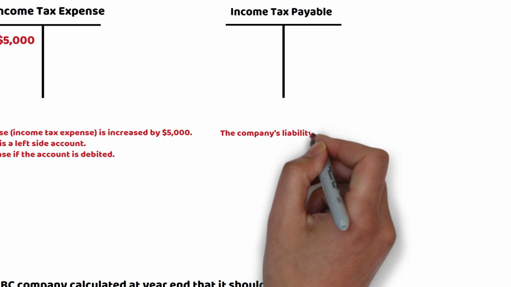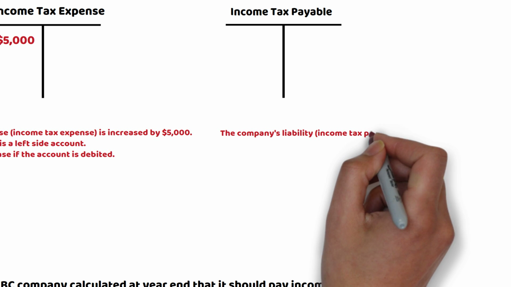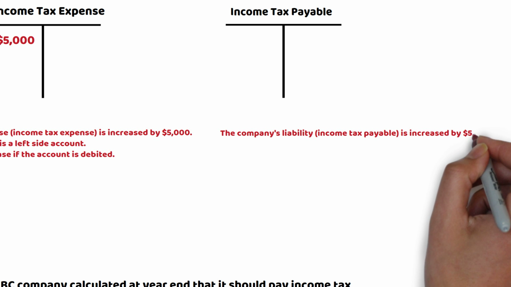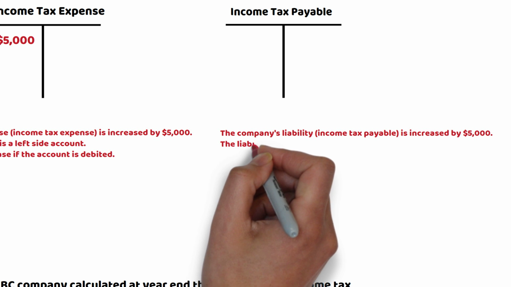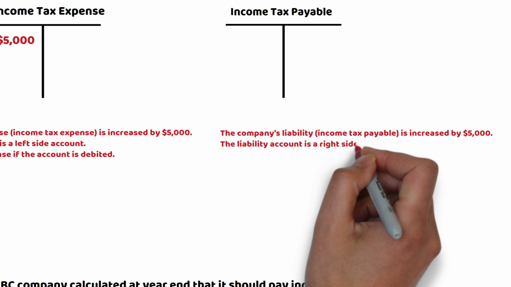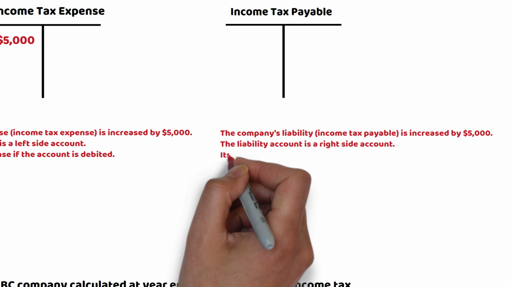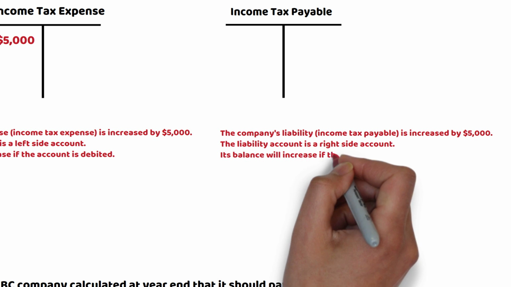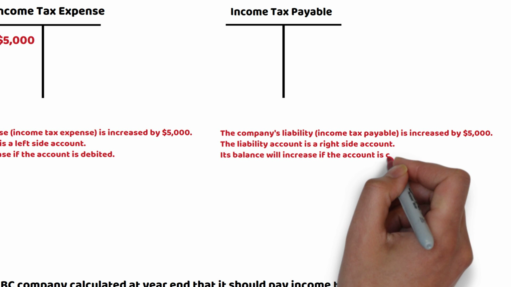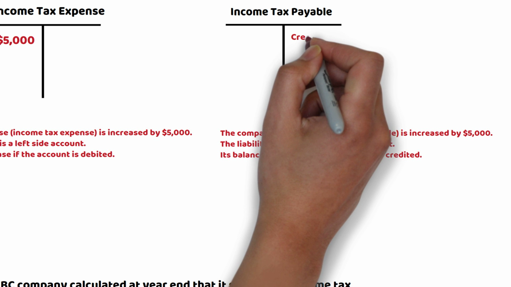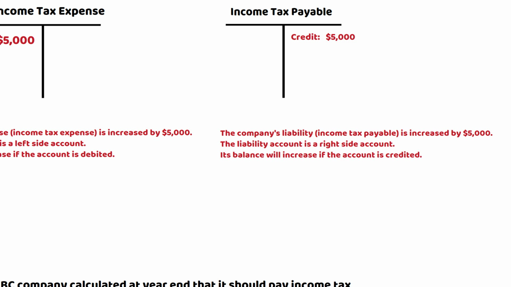So the company's liability, which is the income tax payable, is increased by $5,000. We know that a liability account is a right side account. It has a normal credit balance. Therefore, its balance will increase if this account is credited. So we're going to credit $5,000 to the right side of the T account of income tax payable.